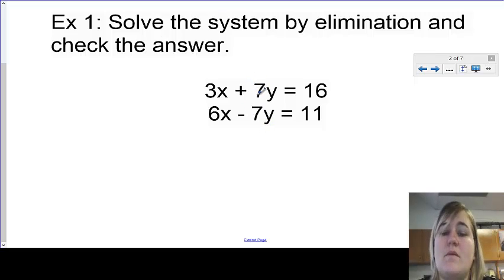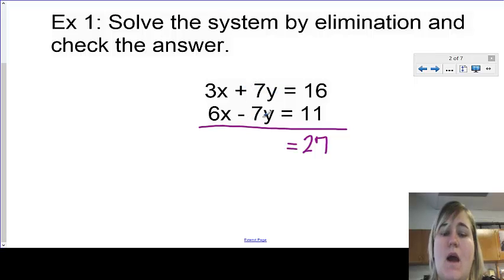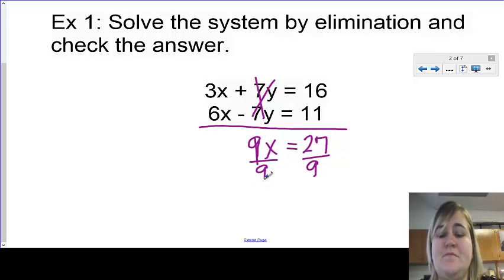Those are opposites, and that's what I need, because I'm just going to add these two equations together. So I have 16 plus 11 gives me 27, and that's equal to 7y minus 7y cancels. 3x plus 6x gives me 9x. To get x by itself, I'm going to divide by 9 on both sides, and I'm left with x equals 3.